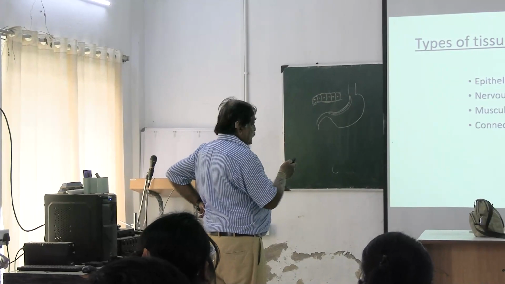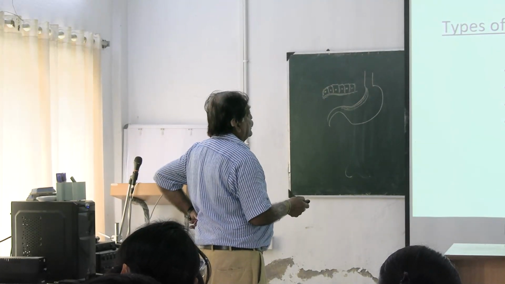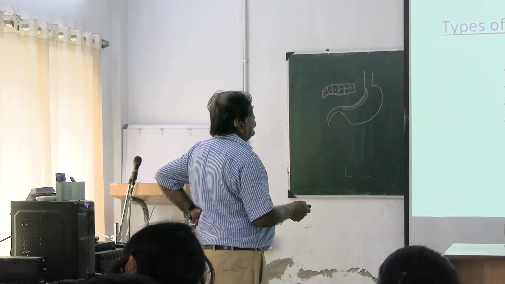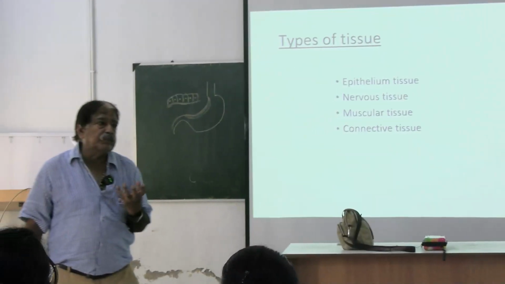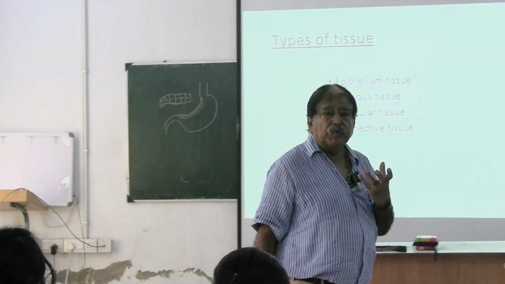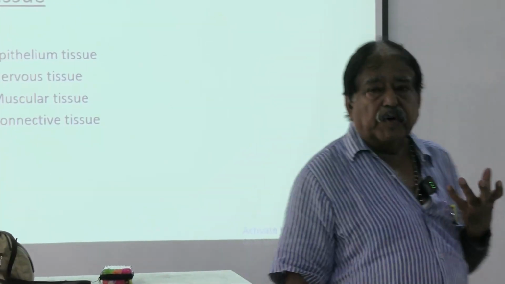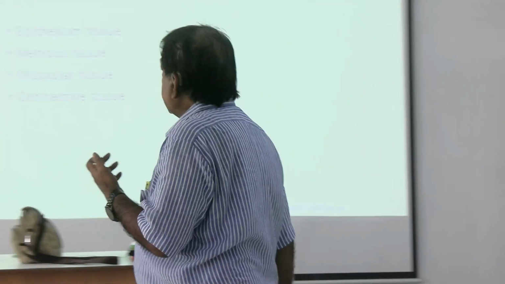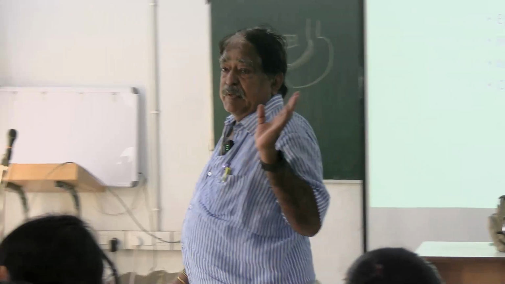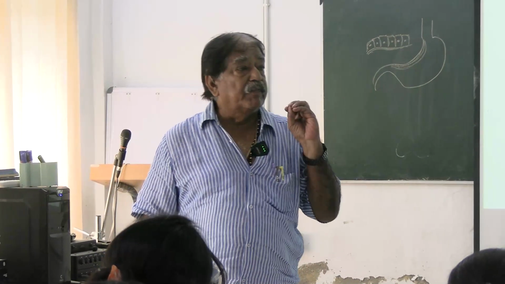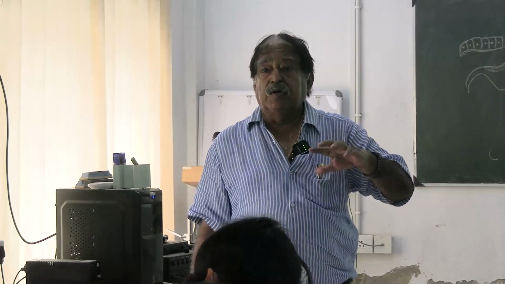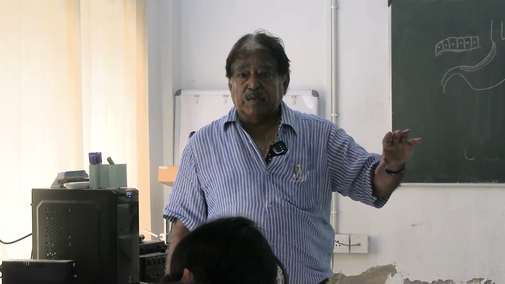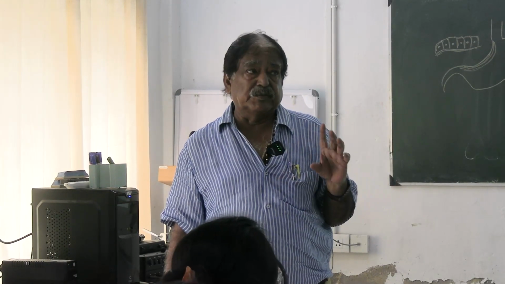Okay. Now, types of tissue: epithelium tissue, nervous tissue, muscular tissue, connective tissue. These are the main four tissue components of the human body. Today I have just given you a glimpse of your muscular tissue, but I have covered most of it. The ultrastructural description is not in the theory, but you go through it.